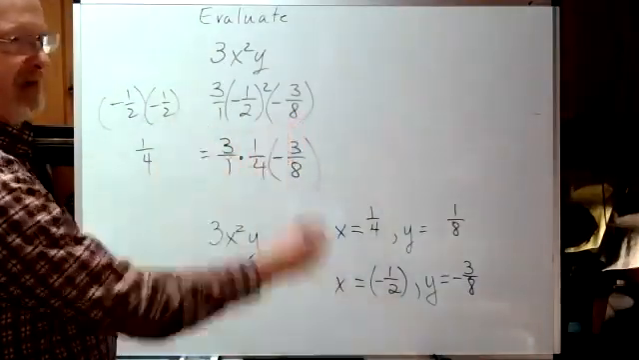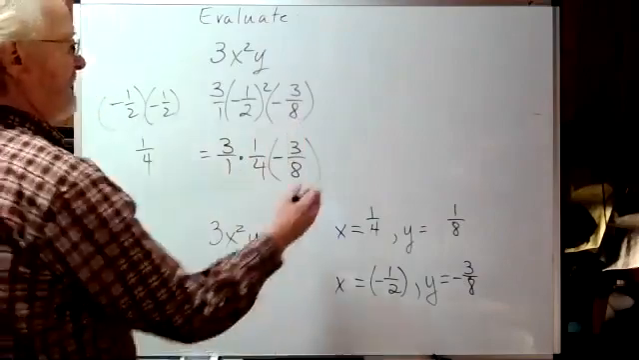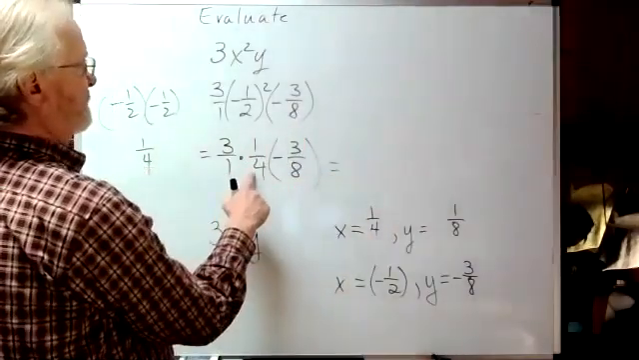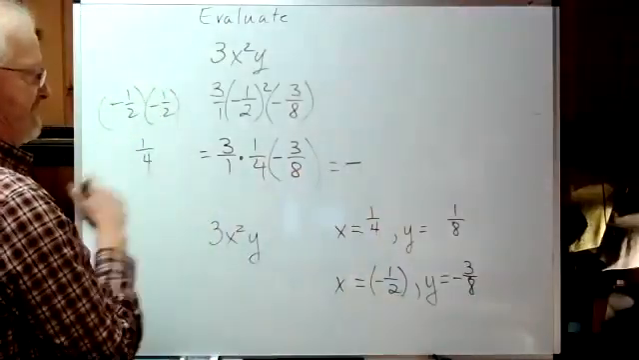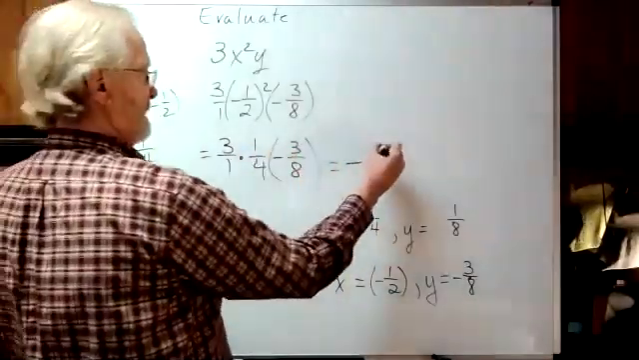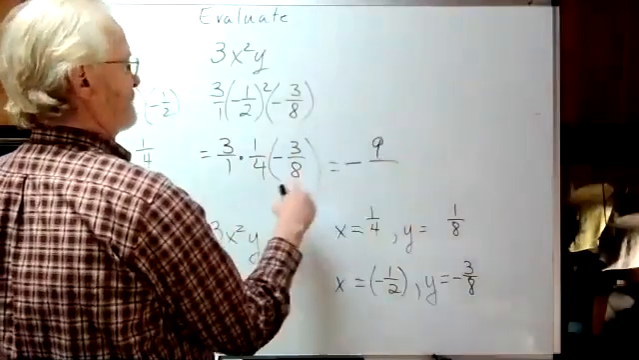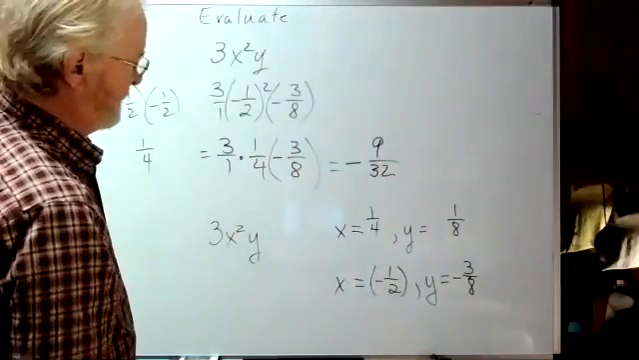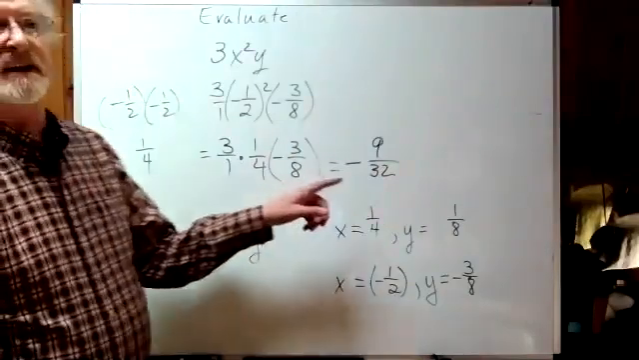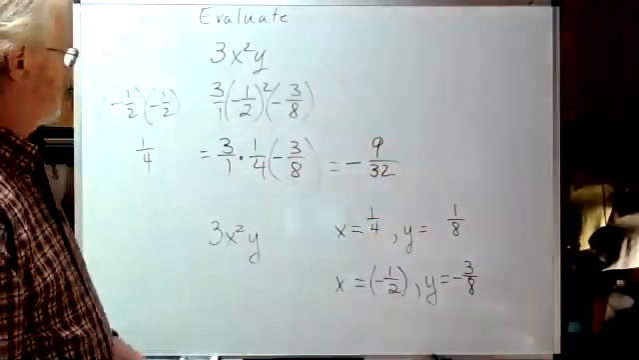Again, nothing to cancel. But positive, positive, negative, I'm going to end up with a negative number, right? 3 times 3, a 9. There's my 4 times 8, 32. Remember, 4 times 9 is 36. Don't try to cancel that.